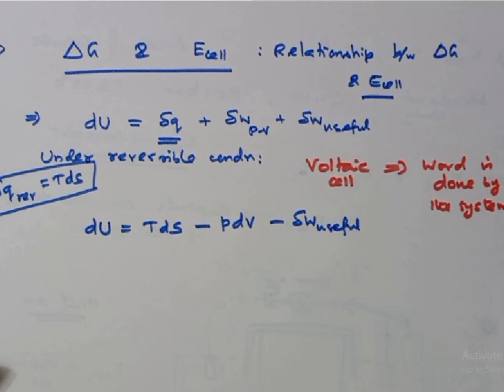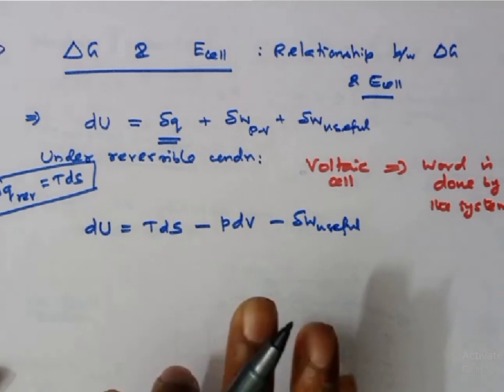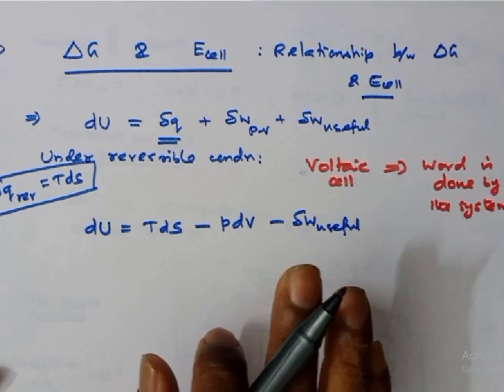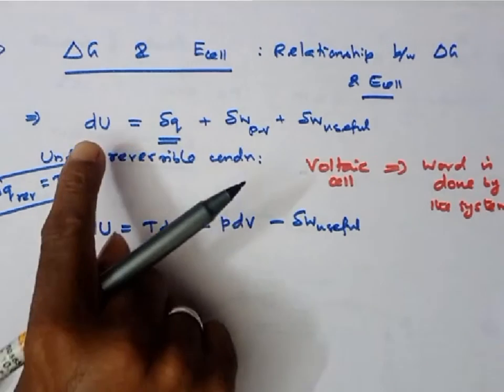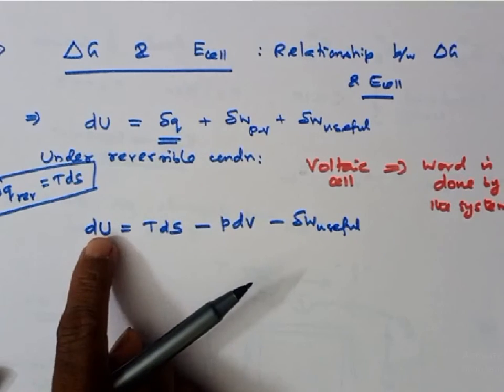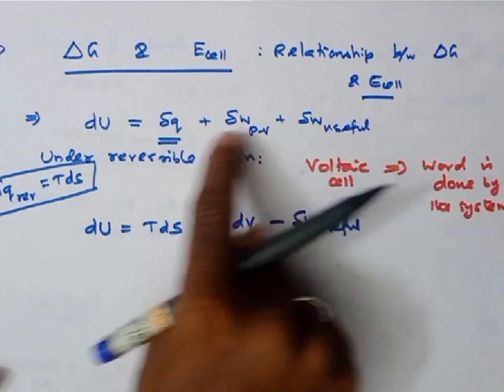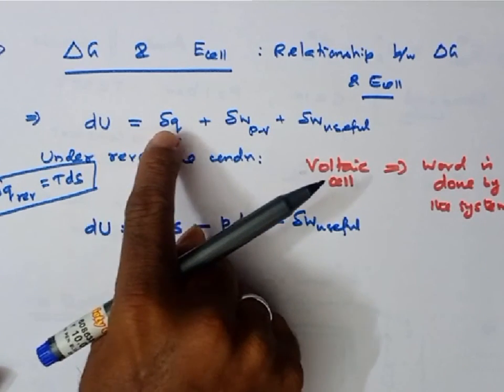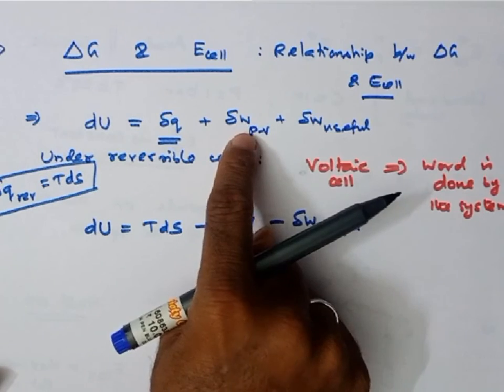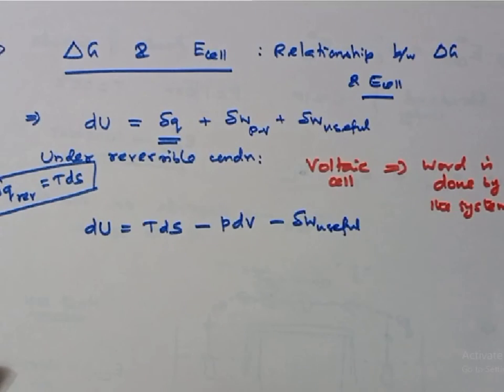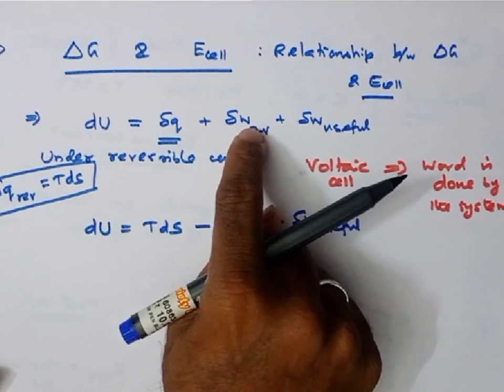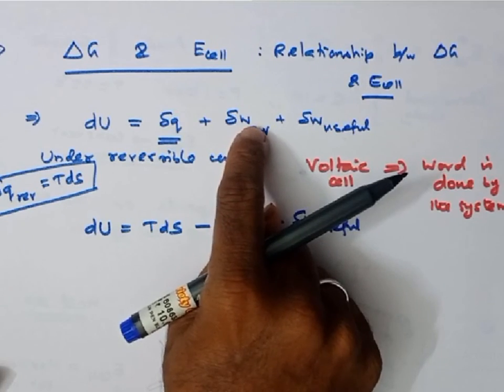Hello, students? Yes, sir. Observe carefully. If you find any difficulty, you tell me, I will help you. dU is nothing but change in internal energy, and this is from first law. Change in internal energy equals del Q plus del W PV, del W useful work. PV work is not a useful work, students. Keep that in mind.